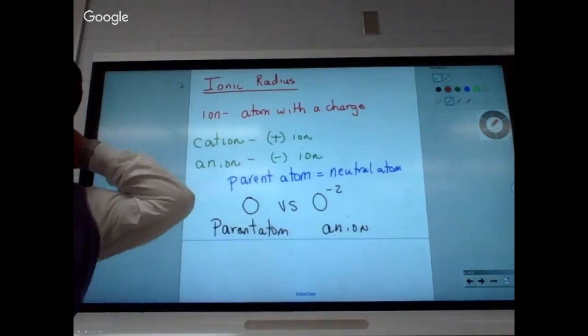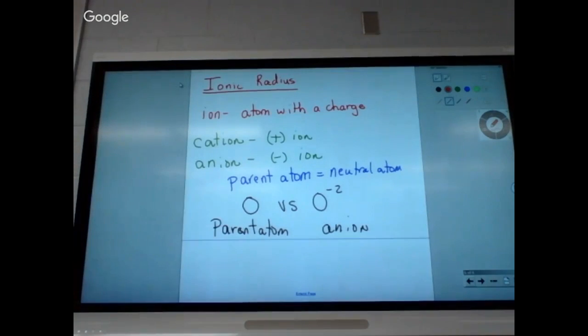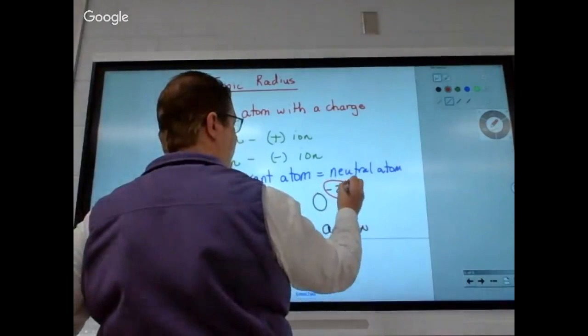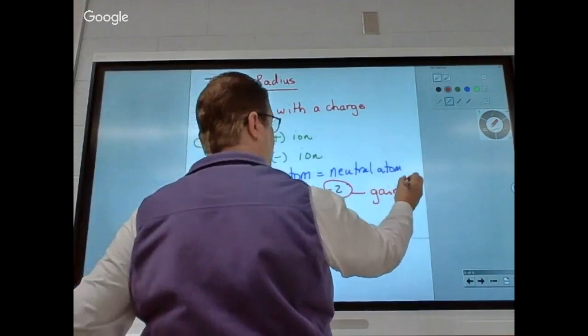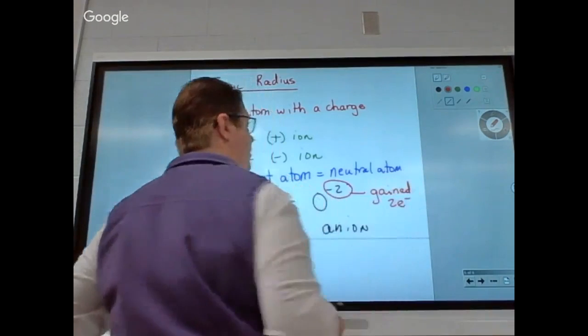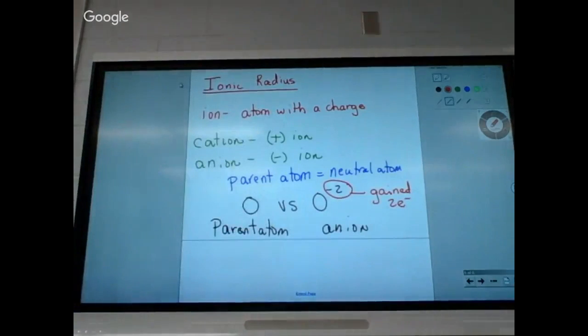Think about things you've learned this semester. Why would the anion be bigger? It's got more electrons. What does this mean right there? Add 2. It gained 2 electrons. Think about next week. What are y'all going to do next week?